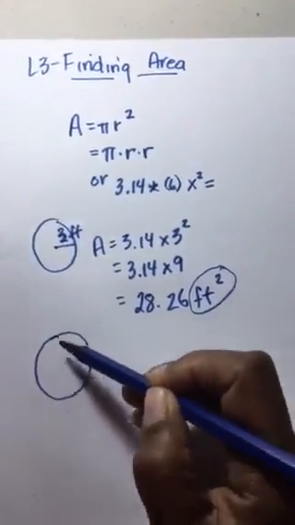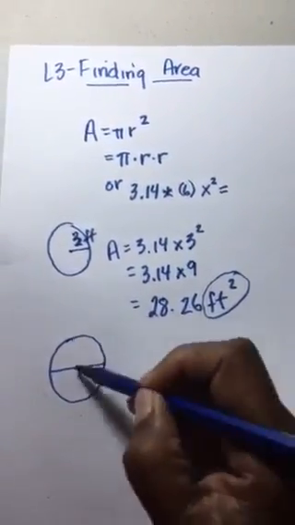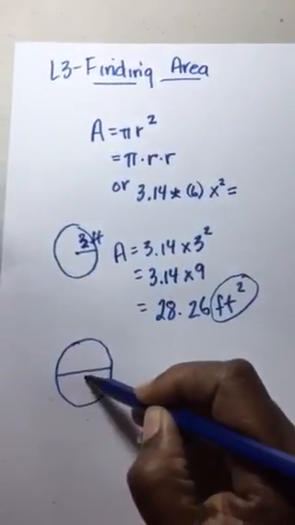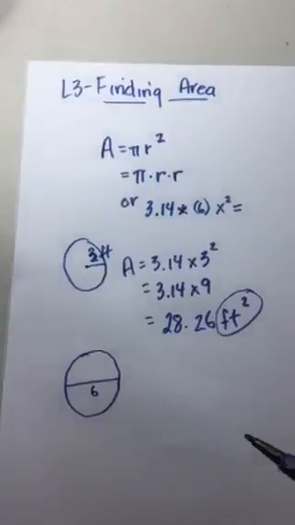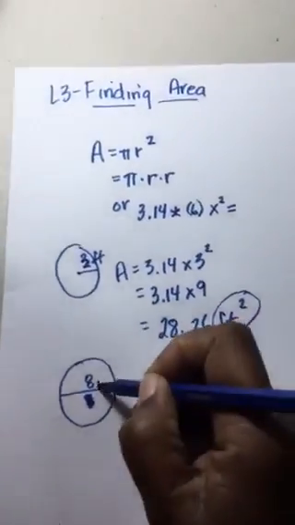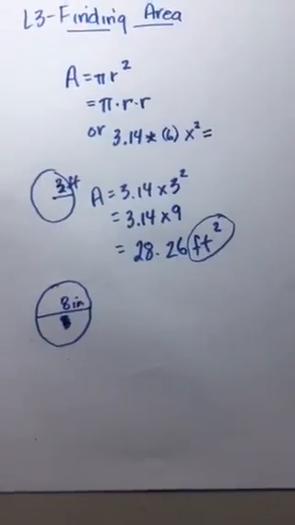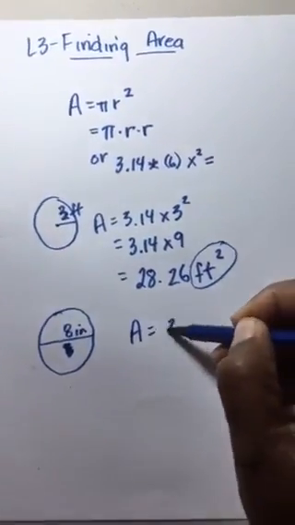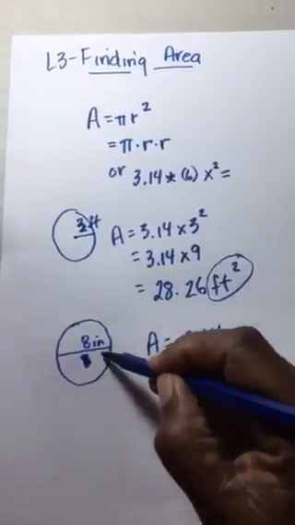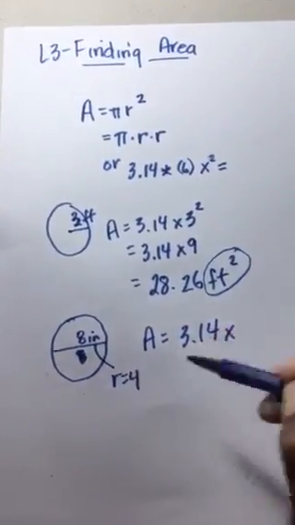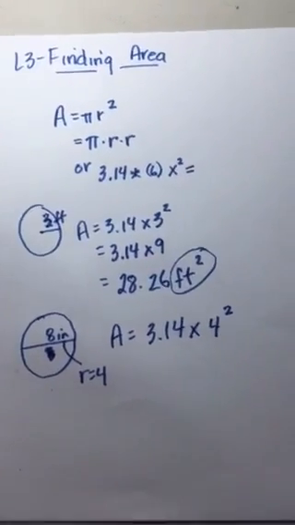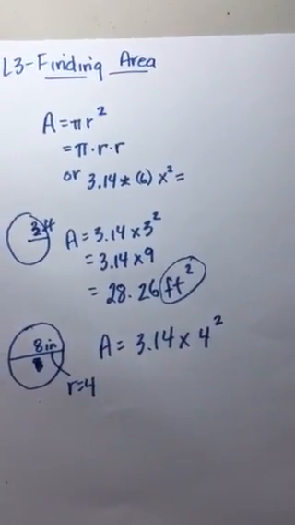So let's say you have another one here, and the diameter across, let's use 8 inches. So the diameter is 8 inches. Now you have the area, 3.14 times, you need the radius of this, and the radius is 4. So this is 3.14 times 4 squared.